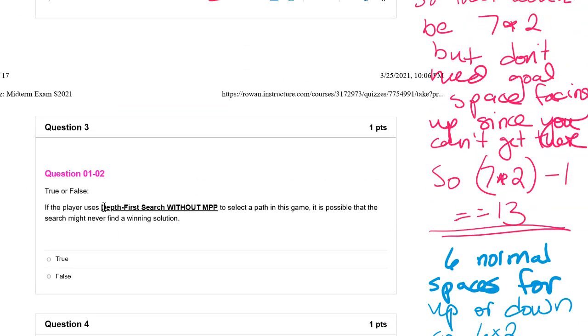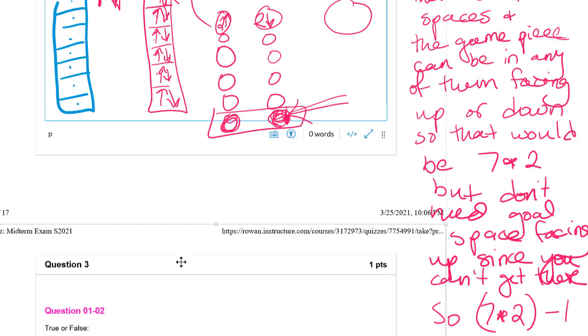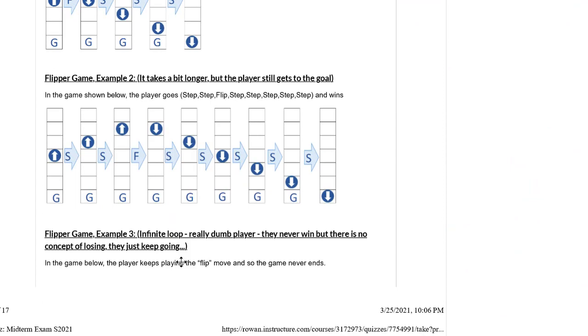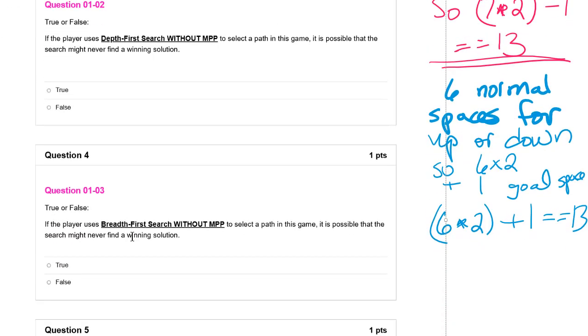True or false, if the player uses depth first search without multipath pruning to select a path in this game, it's possible that the search might never find a winning solution. That's true. You may just go back and forth in this game. It's possible. It's not definite that that's going to happen, but it's possible. If you use breadth first search without MPP, however, you will always get a solution because you will look at paths in length order, right?